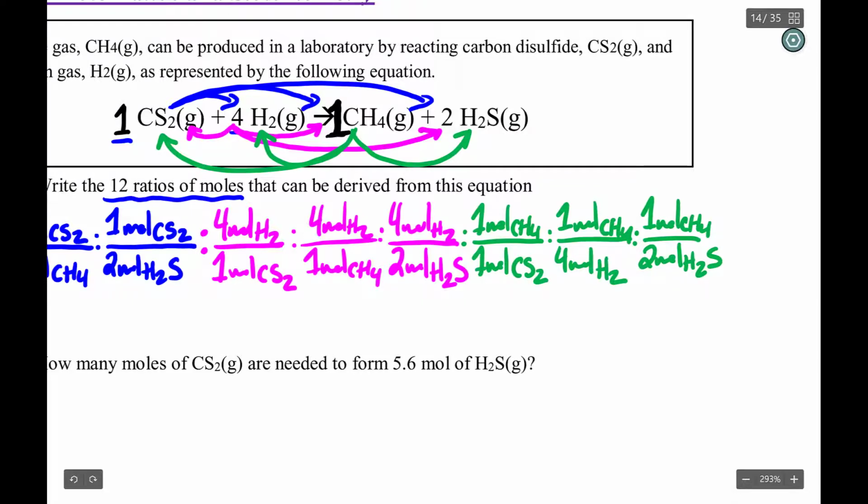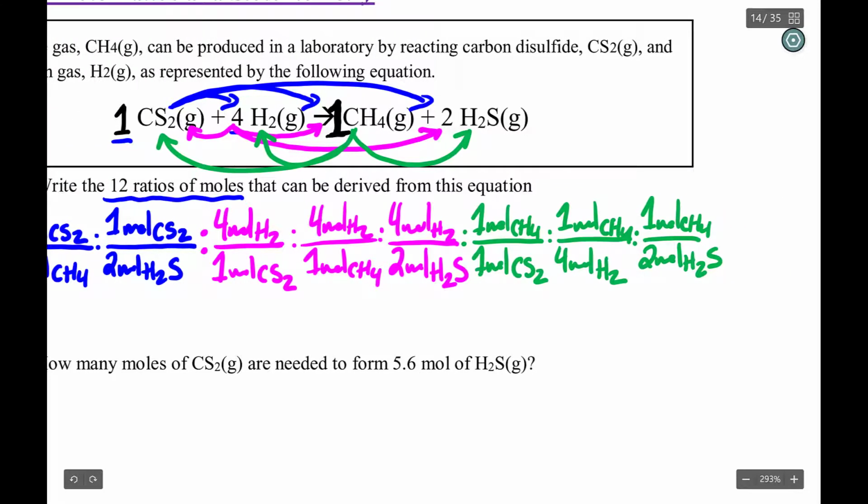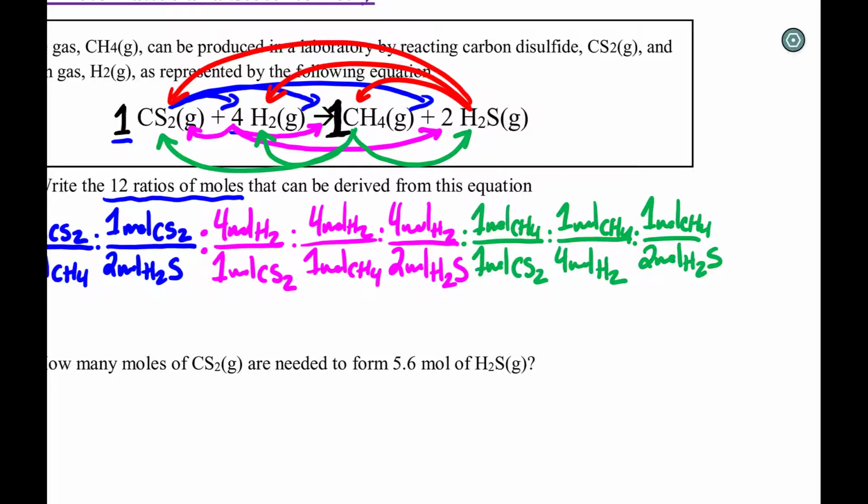Okay. I've got one last set of 3 to do using H2S, and I'm just going to do it down here because I'm running out of space. So I can compare H2S to CS2, I can compare it to H2, or I can compare it to CH4. So let's do that. For every 2 moles of H2S produced, it would require 1 mole of CS2 to react.